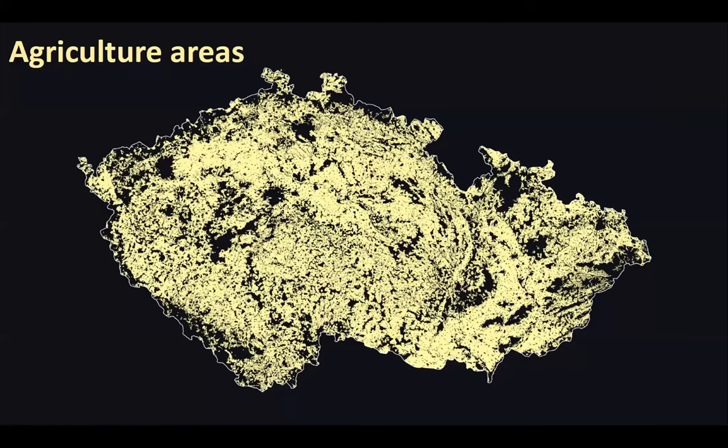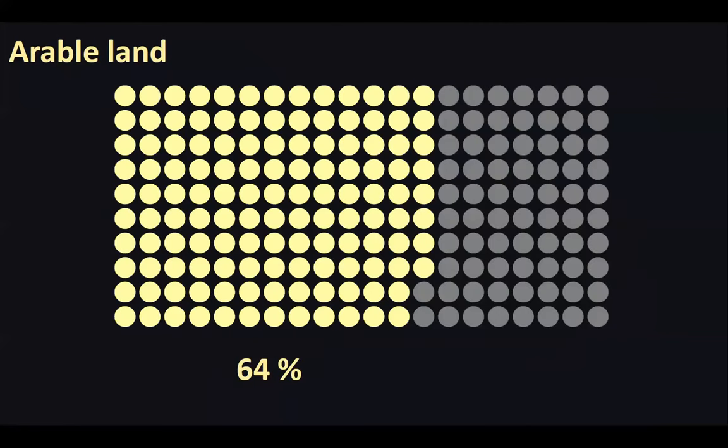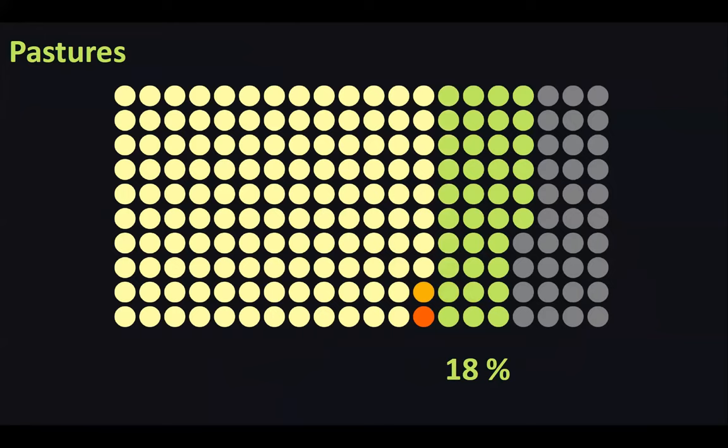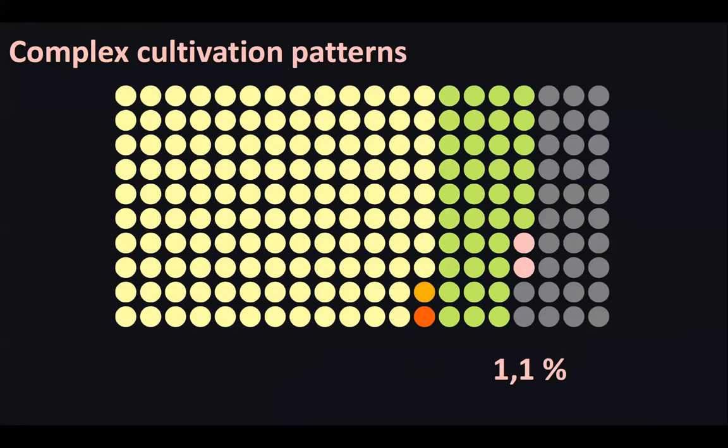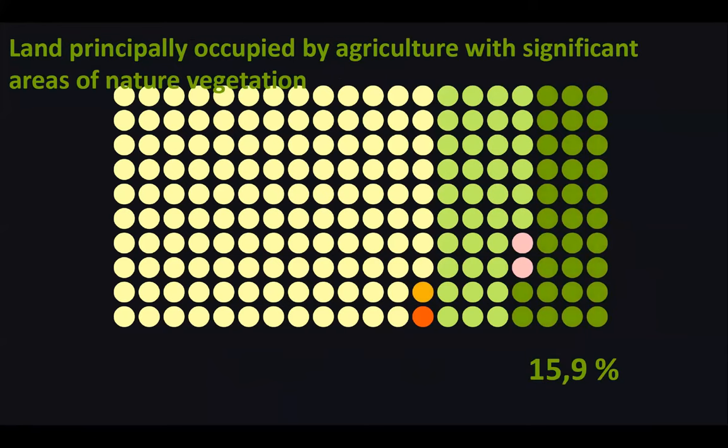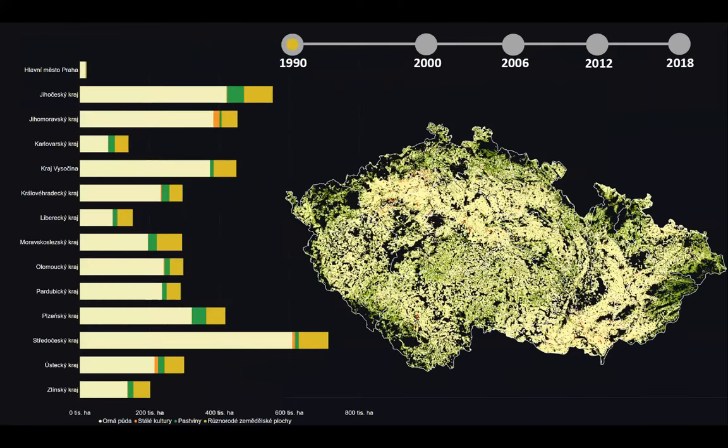The agriculture areas are divided into arable lands, vineyards, fruit trees, like the lands where the fruit is grown, pastures for animals or for cutting the grass, complex cultivation patterns, and land that is principally occupied by agriculture with significant areas of nature vegetation. It means former pastures that now have forest growing on them smoothly.